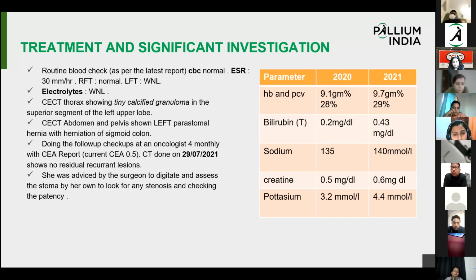CECT thorax showed a tiny calcified granuloma in the superior segment of the left upper lobe. CECT abdomen and pelvis showed a left parastomal hernia with herniation of the sigmoid colon.